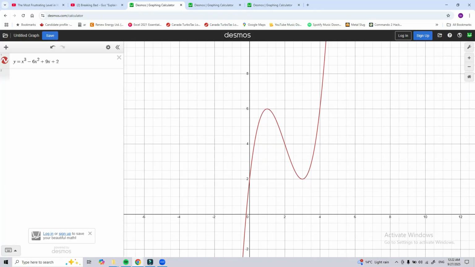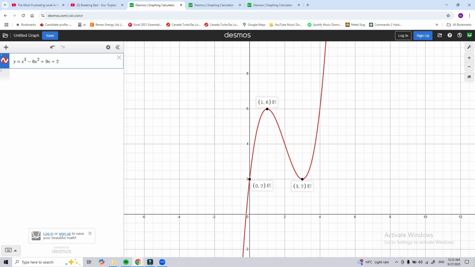Just plug this into Desmos, and we have everything right here. We have our x-intercept, which is roughly 0.2. We have our y-intercept here. We have our critical points at (1, 6) and (3, 2), and as predicted, (1, 6) is a local maximum and (3, 2) is a local minimum. We have our inflection point right here at (2, 4). Everything we tested about the function is true.